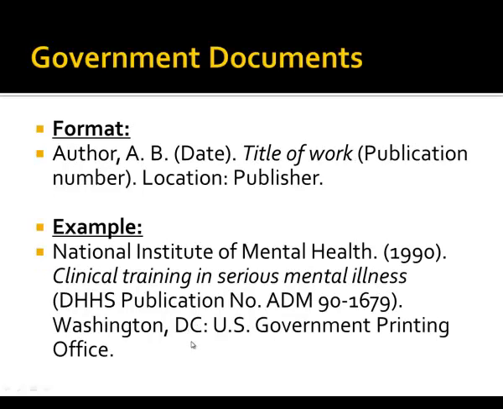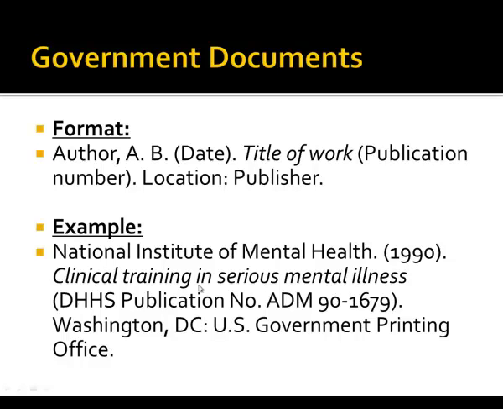The next category of resource that should be represented in a reference list includes government documents, and this is particularly important for those students who are taking classes in social welfare policy. Again, we see a lot of the same information, but what's most unique here with this particular form of reference is the publication number that needs to be included. You're going to find these publication numbers are often included in government documents themselves, so you don't have to look far in order to find them.